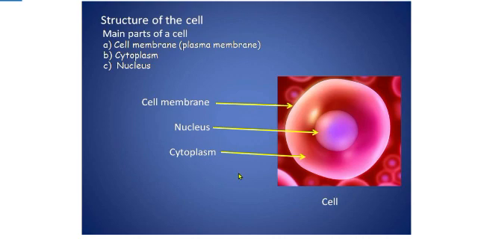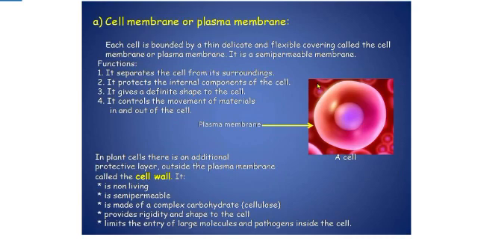Cytoplasm, what is cytoplasm? The cytoplasm is a jelly-like structure which is inside the cell membrane but outside the nucleus. Means it is in the middle, inside the cell membrane but outside the nucleus. This is the cytoplasm. Here the jelly-like structure is present in between the cell membrane and nucleus. Let us see one by one. First, cell membrane, or plasma membrane.